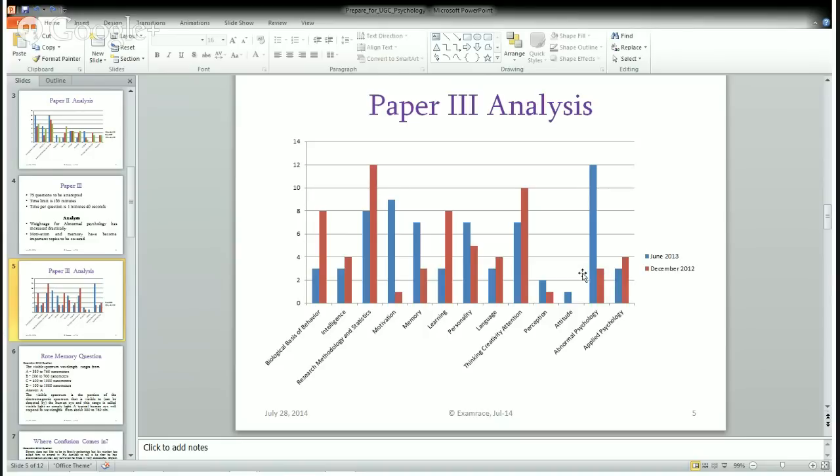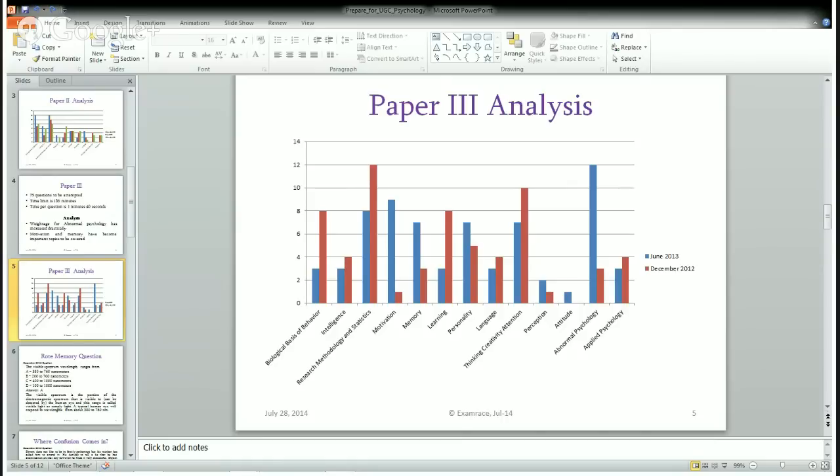So this tells us two things. Firstly, the topics that are increasing in importance are mostly applicative. You have research methodology, abnormal psychology, biological basis of behavior, motivation, intelligence, and memory. These are the topics which are increasing in weightage.